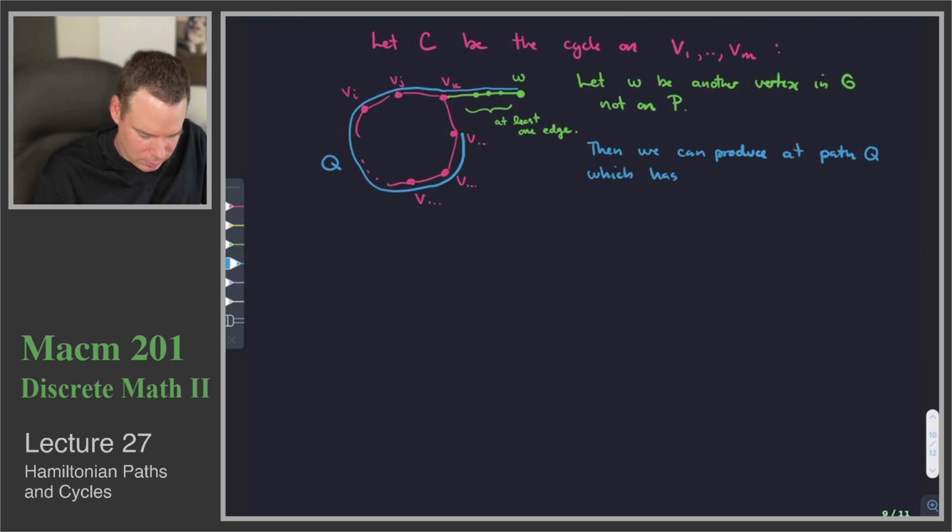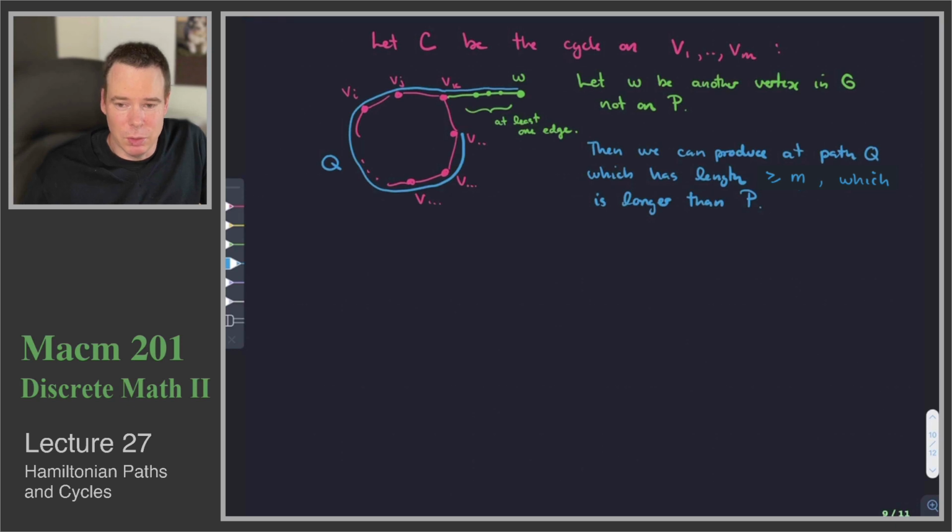which has a length. What's its length? Well, we have m vertices going around. It's on all those m vertices. So it's passing through all those m vertices. So it has length m minus 1, and then plus whatever edge is on that green section, and that's at least 1. So this has a length at least m, which is longer than P. And that's a contradiction because P was supposed to be of maximal length.